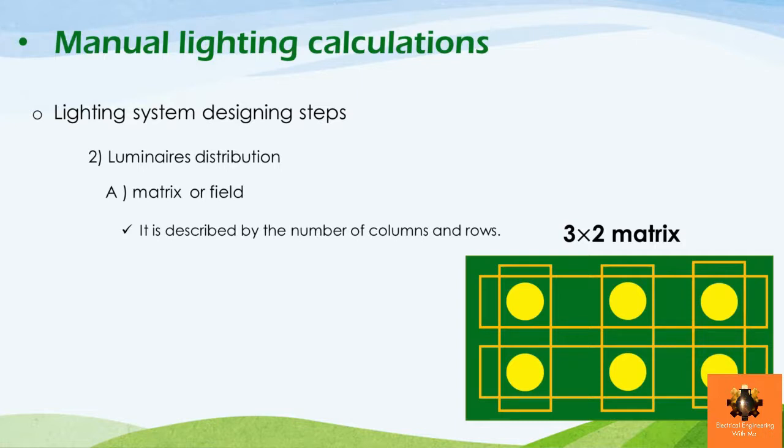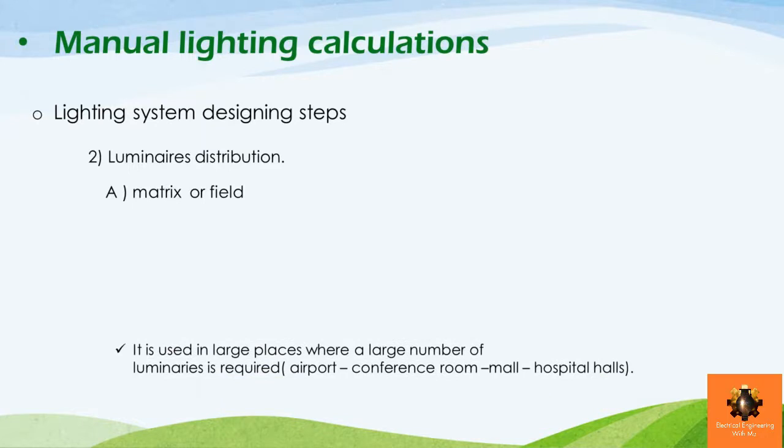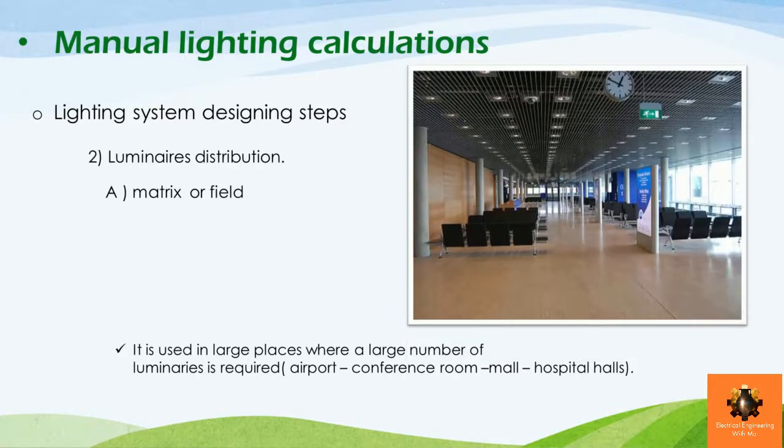This method of distributing the luminaires or spreading them is also called the field, as the luminaires are distributed in the shape of a field. And we use this matrix method of distribution in larger places, or places where we need a large number of luminaires, as the field distribution method is a good one for spreading a large number of luminaires. The larger places include places like airports, as you see here, as airports have large halls, so we need to spread a large number of luminaires on the airport hall, hence the field method will be a good one.